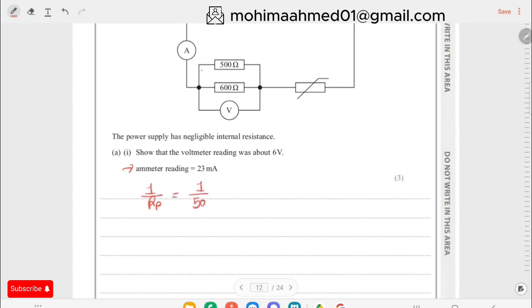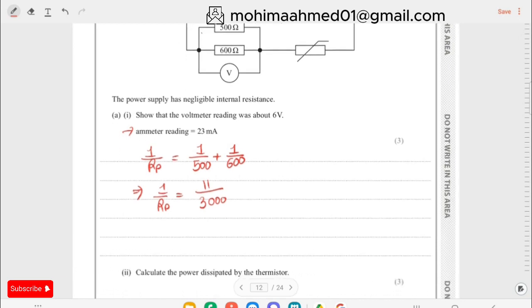We have 1 over 500 plus 1 over 600. On the other side, you get 1 over RP equals 11 over 3000. So then you get 3000 by 11. The final answer should be 272.72 or something that continues. So we'll just write the resistance for this parallel combination as 273 ohms. I hope you can understand that we need a cross multiplication over here, but I'm not adding the cross multiplication in this working section because we do not have much space.